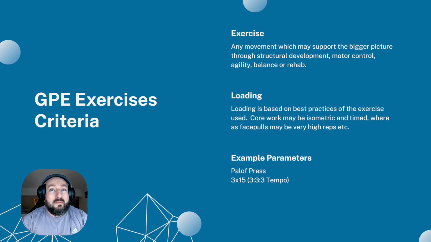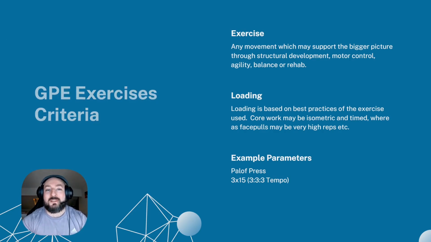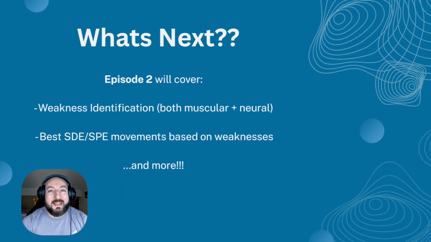And then after episode 2, we're going to start building a training week on an example lifter based on certain weaknesses. So yeah, I look forward to that. And then episodes 4, 5, and 6 will build onto that. So instead of just doing a single training week, we'll build a training block and then a training cycle, which will be made up of multiple blocks.